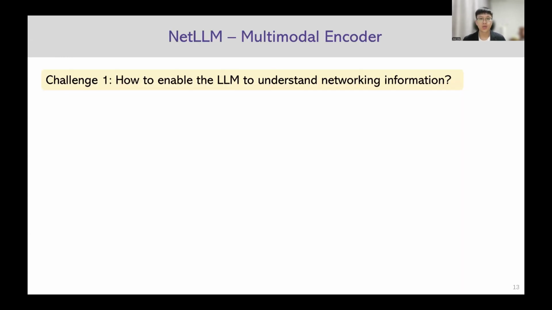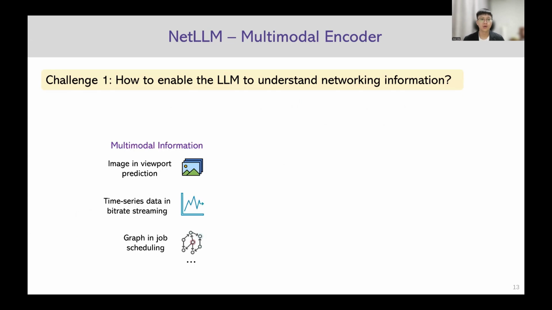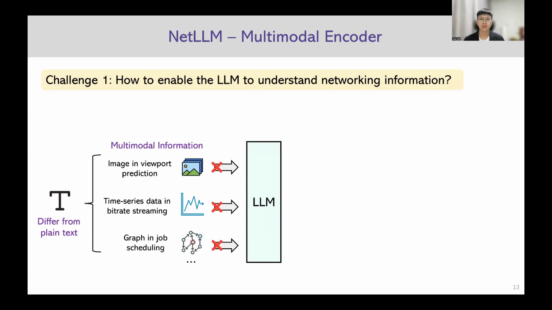And first, let's look at the multimodal encoder. A key challenge here is how to enable the LLM to understand the networking information. Well, in fact, we know that in networking tasks, we often collect various pieces of information for decisions. For example, in bitrate streaming, we often collect network throughputs for bitrate decisions, which are represented as time series data. However, this multimodal network information differs from plain text, the native modality supported by LLMs. So we cannot directly use the LLM to process the networking information.